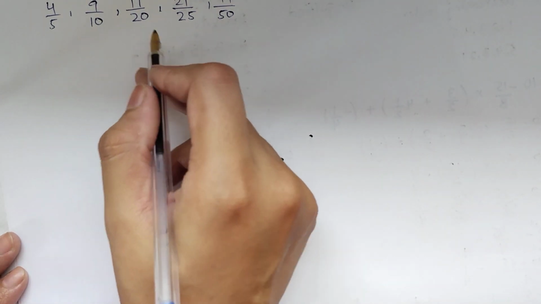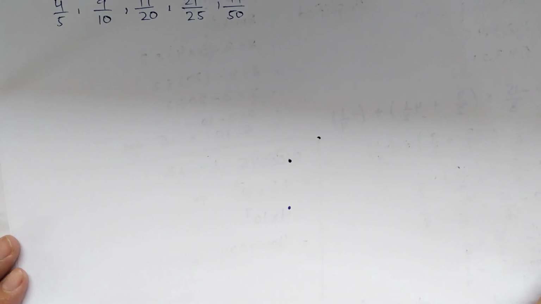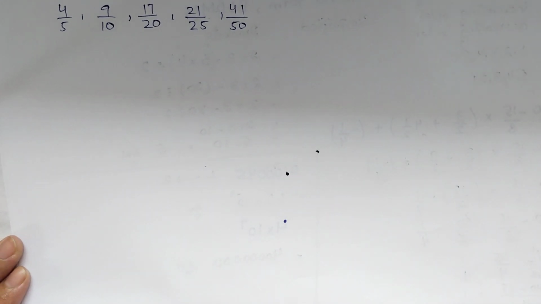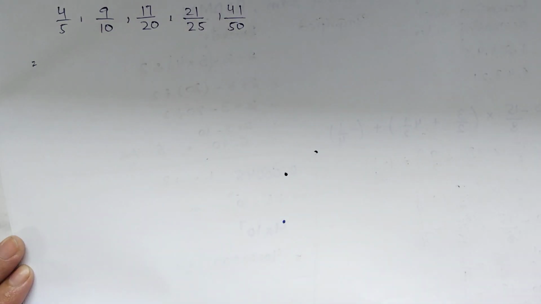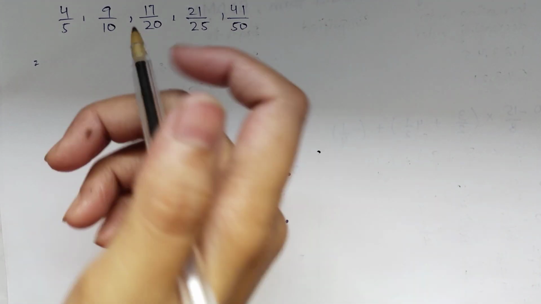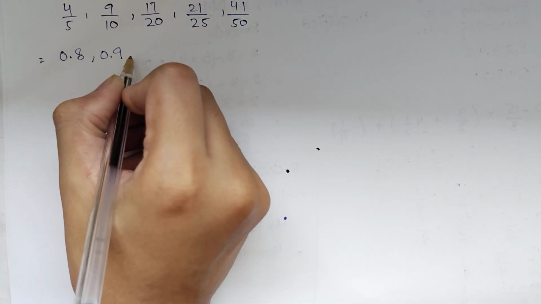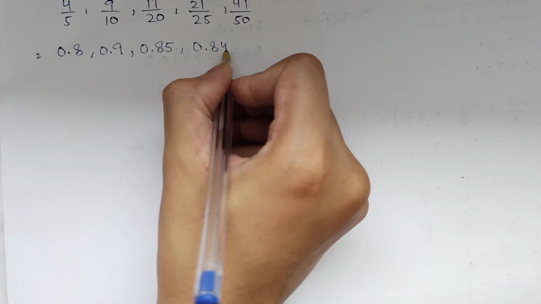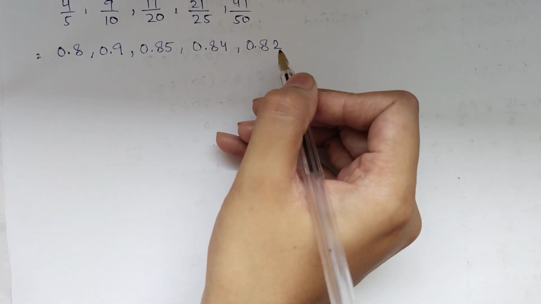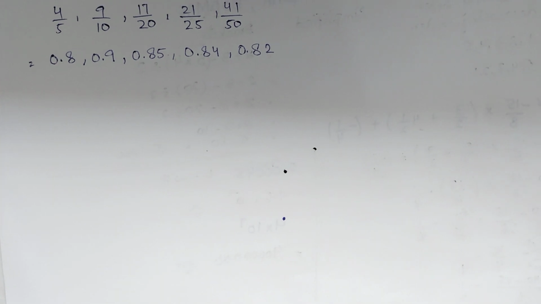First you have to convert all these numbers into decimal form, so you can easily judge which one is the smallest. So I'm writing here by converting all of these numbers into the decimal form. You can all check these. It becomes 0.8 and it is 0.9 and it is 0.85 and this is 0.84 and the last one is 0.82. Okay, first I have converted all these numbers into decimal form. Next we have to check which one is the smallest.